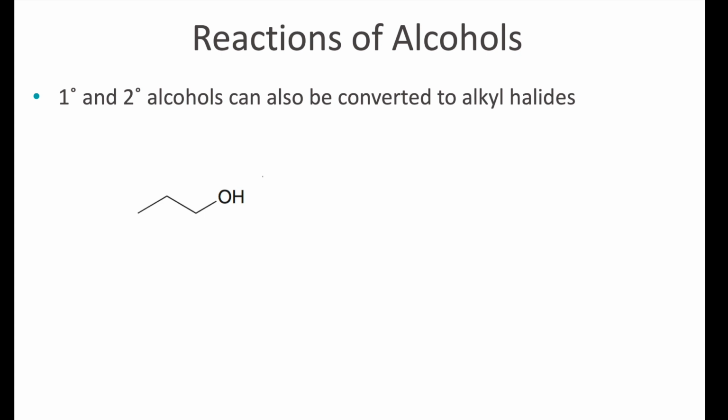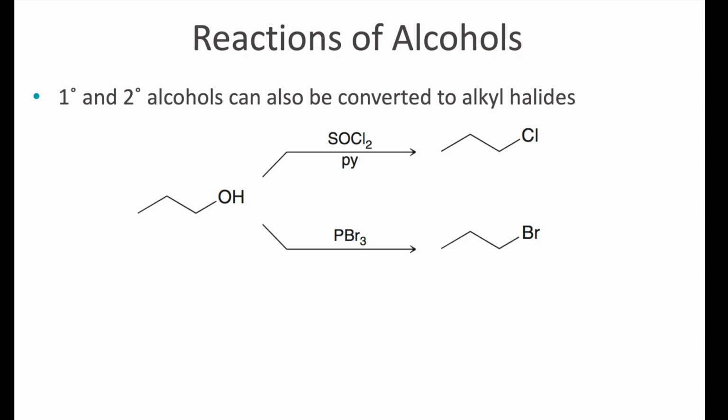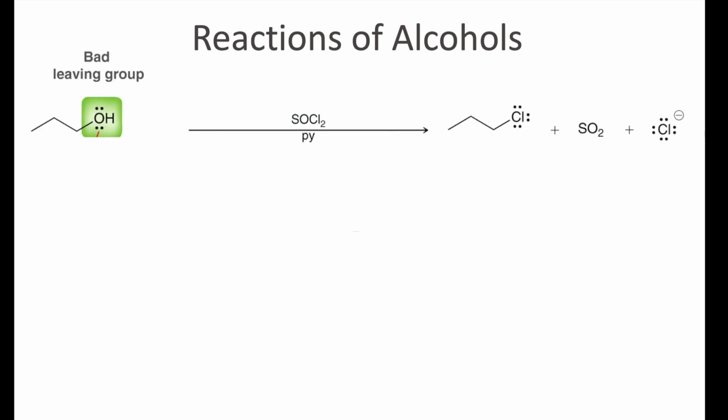There is another way to convert primary and secondary alcohols into alkyl halides. The first way is to make alkyl chloride. Again, this just adds more tools in your toolkit when you do synthesis problems, right? So this new tool is adding SOCl2 and pyridine to form alkyl chloride. And the second one here is to add PBr3 to create alkyl bromides.